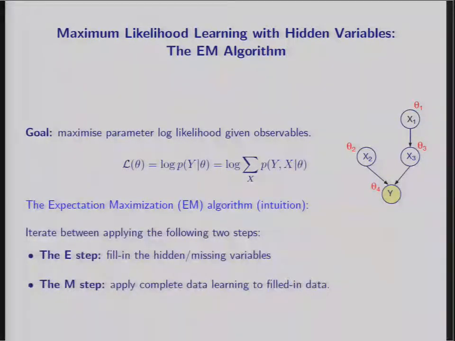Now, the EM algorithm corresponds to two steps iterated. In the E step, what we do is we fill in the hidden or missing variables, holding our current set of parameters fixed. So we fix our current thetas, and we apply, say, factor graph propagation to fill in probability distributions over our hidden variables. We don't fill in single values. We have to actually compute the sufficient statistics of the hidden variables. In the M step, we apply this complete data learning rule to the filled-in data.